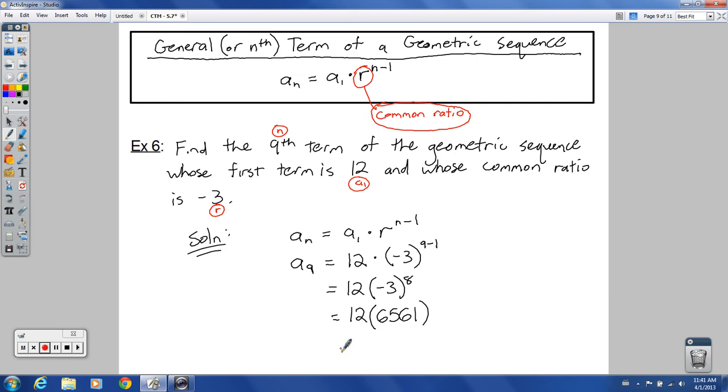So 3 to the 8th power is going to be 6,561. Multiplying 12 by that value gives you 78,732. So notice this goes up very, very quickly. Even if the ratio is not all that big, like -3, or the absolute value of that ratio would be 3, that doesn't seem like it's that much, but you start at 12 and you get to 78,000 in a matter of 9 terms already.